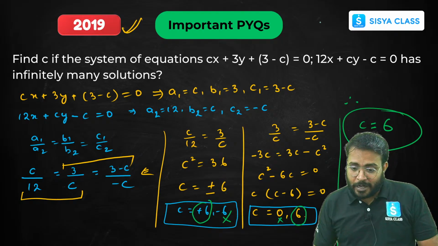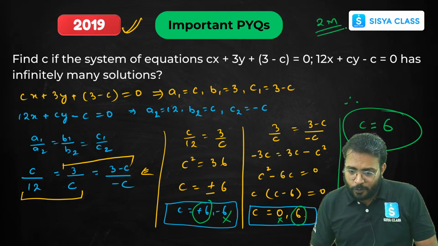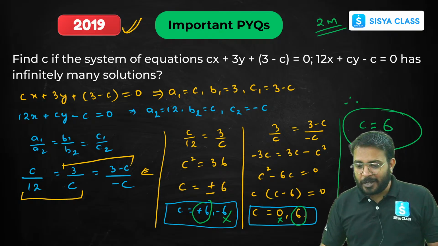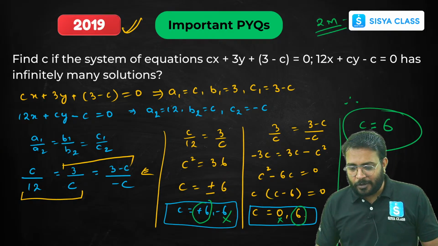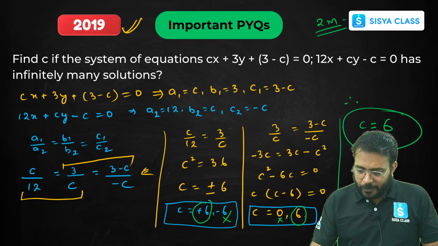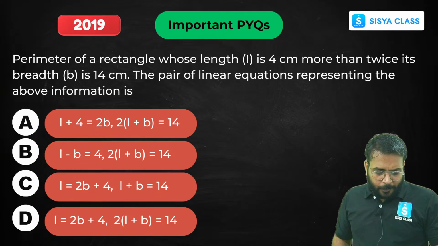Okay, this question has been asked in 2 marks. It has been asked either in 2 marks or 3 marks, in 2019. Understood?